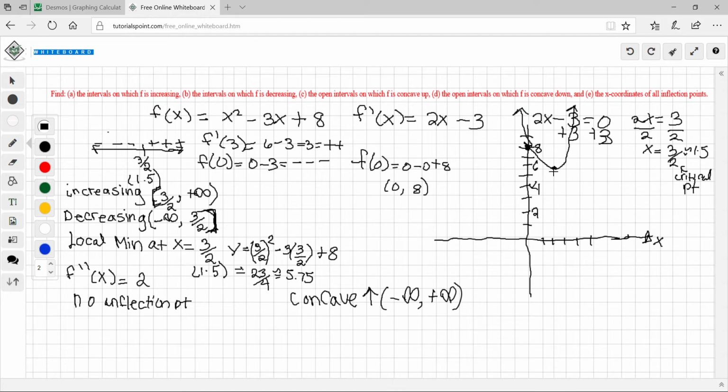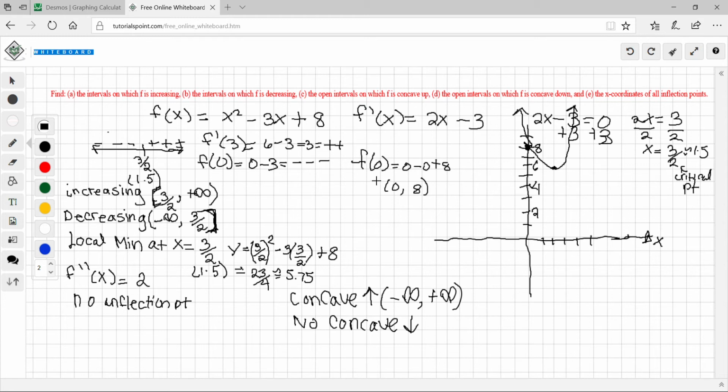So that's pretty much it. Let me quickly review. To find the intervals for increasing and decreasing, you take the first derivative, set it to 0, and solve for x. That x will give you your critical point. Then you do the number line, and you figure out which side is positive and which is negative on the right and left side.